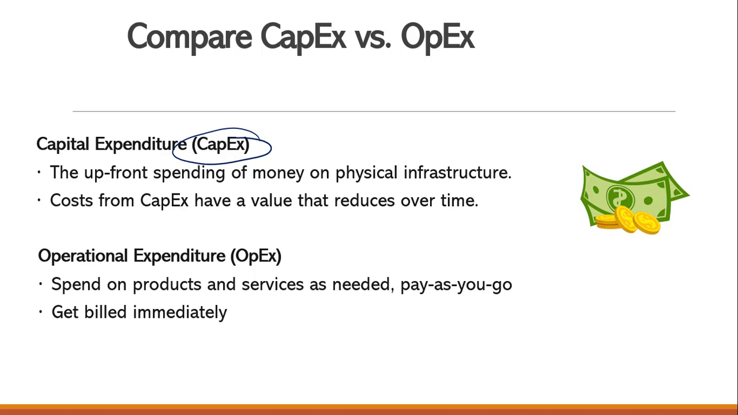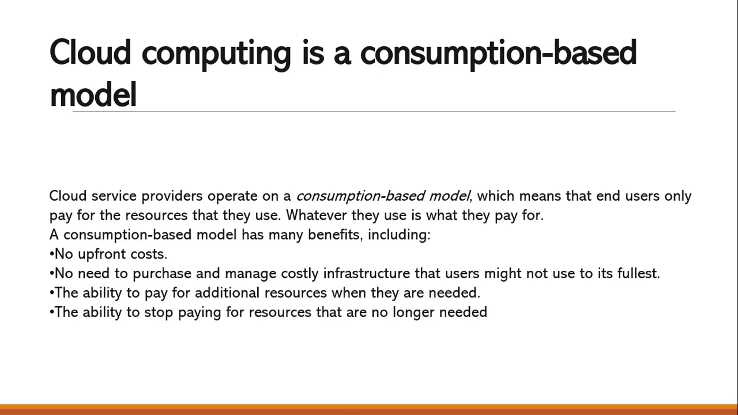So capex is the upfront cost of spending money on physical infrastructure, and its value reduces over time. Always remember, when you buy servers, the price goes down with time, right? Operational expenditure is spent on products and services as needed, and you get billed immediately. Also, when you talk about cloud computing, it is a consumption-based model, also known as pay as you go, right? So how much you use, you pay for that much. There is no upfront cost. There is no need to purchase and manage infrastructure, right? All these will be taken care of by your cloud provider. You can pay for additional resources and you can stop paying when you want to deprovision the services. So cloud services provide a consumption-based model, which is pay as you go. How much you use, you pay for that much.